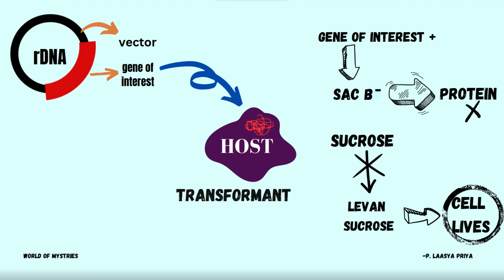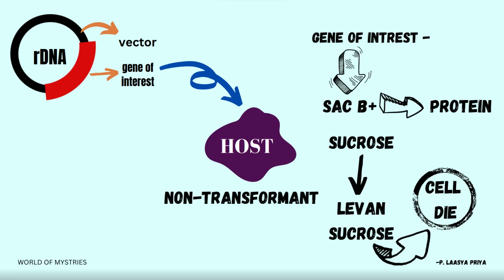In the same way, when the gene of interest is absent in the host cell, the SacB is active, which converts the sucrose into levan sucrose. Due to the formation of levan sucrose, the cell dies.